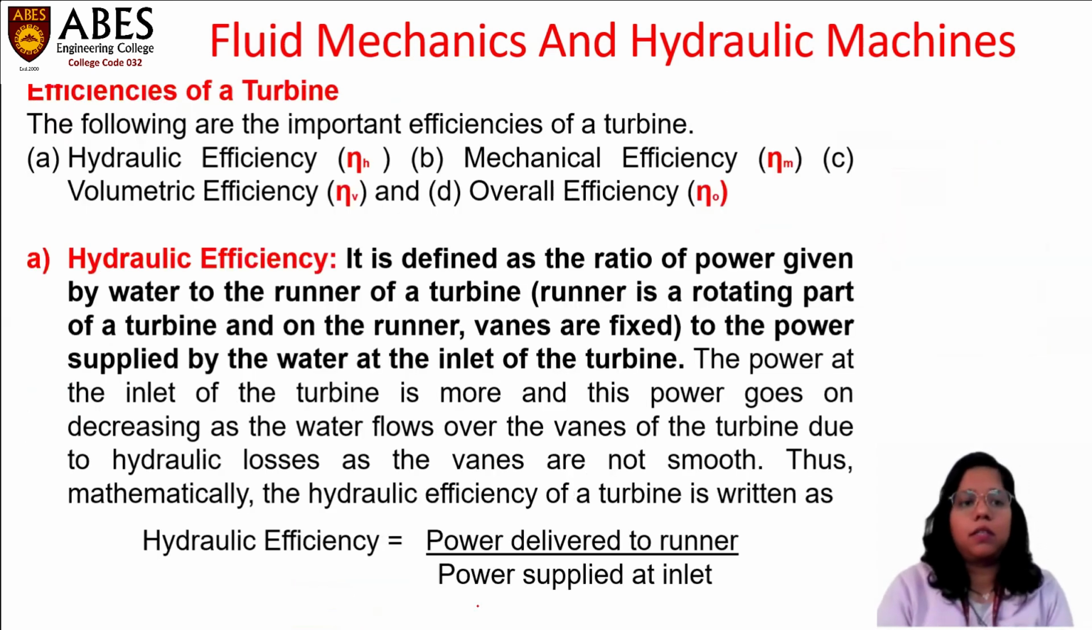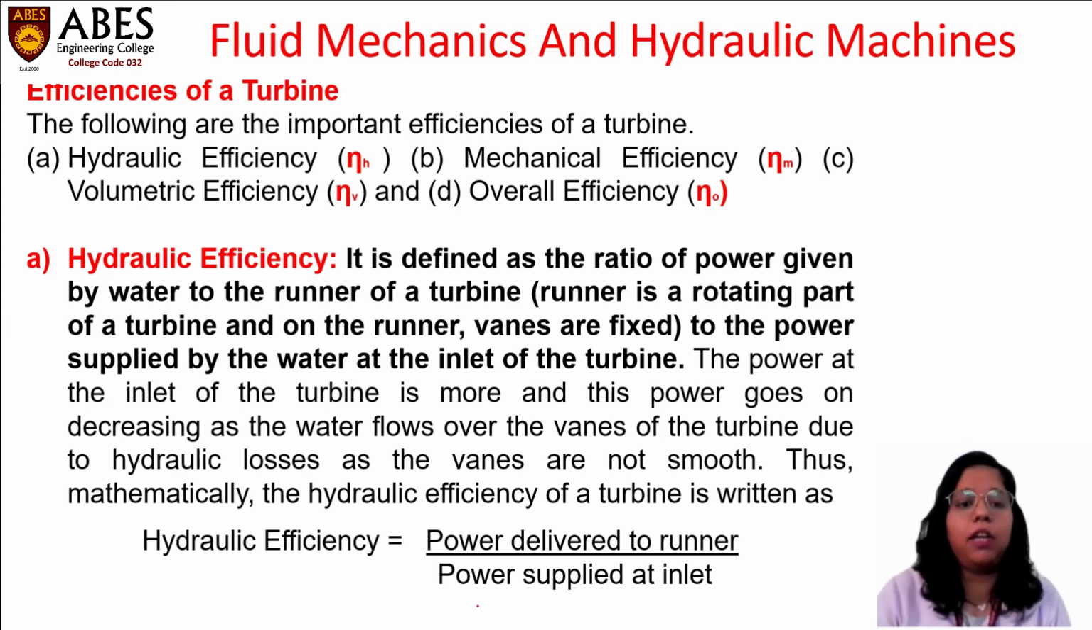So now we are discussing efficiencies of turbine. We have already discussed the heads of turbine. The next topic is efficiencies of turbine. The following are the important efficiencies of turbine. First is hydraulic efficiency, denoted as eta H. The second is mechanical efficiency, denoted by eta M. The third is volumetric efficiency, eta V. And the fourth is overall efficiency, denoted as eta O.